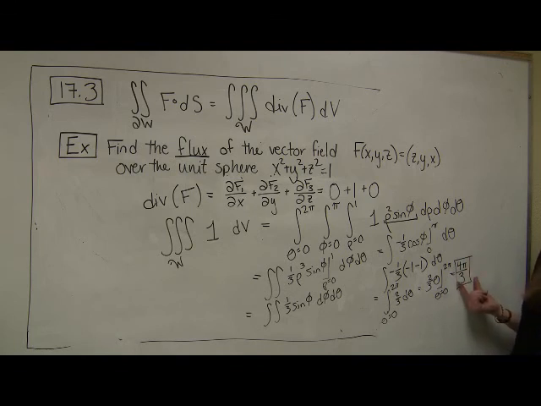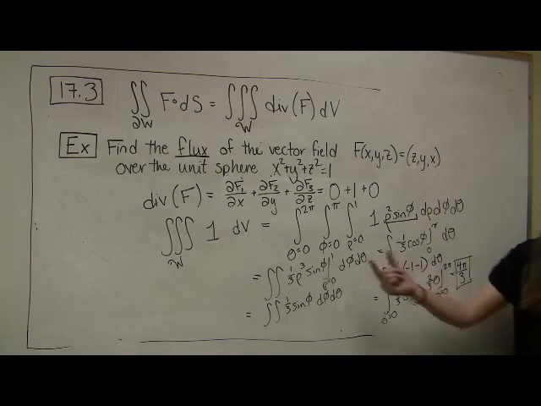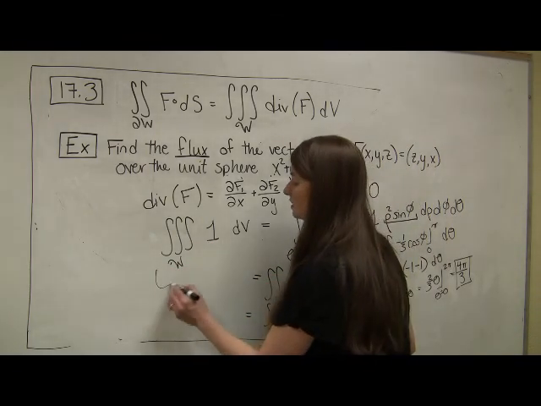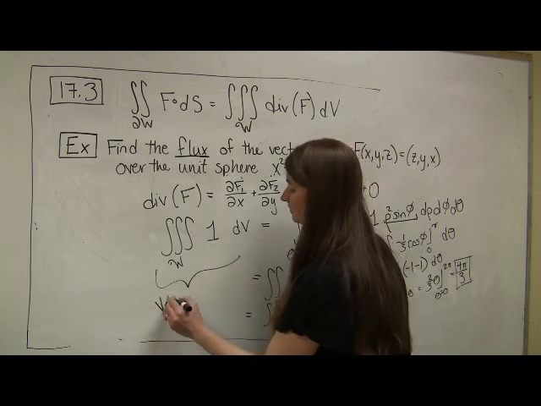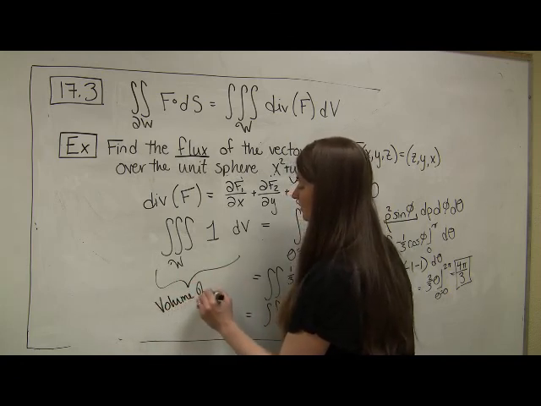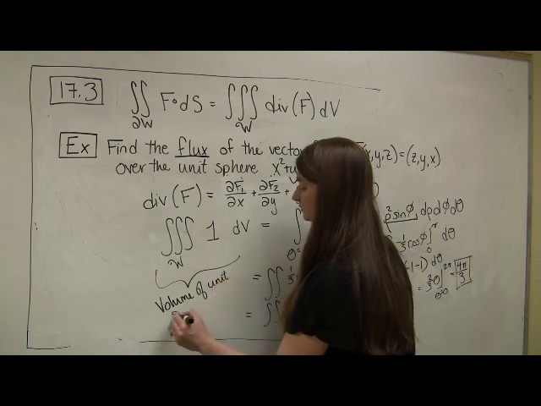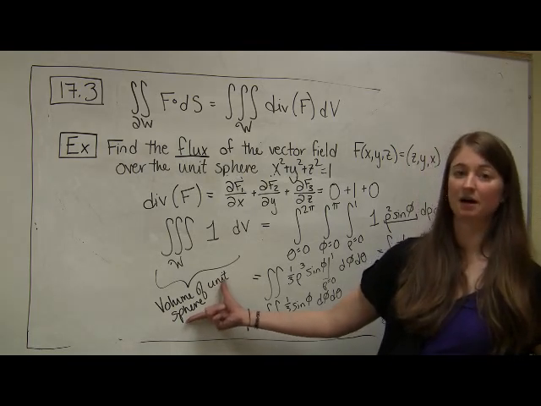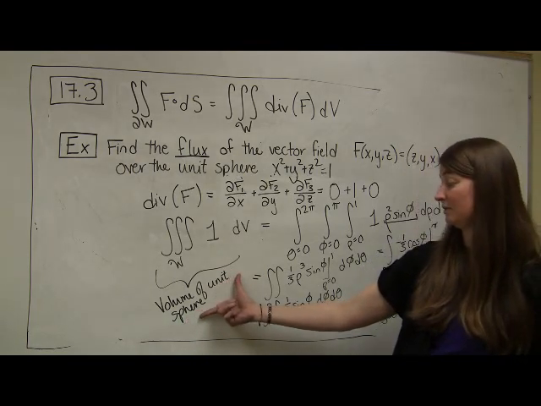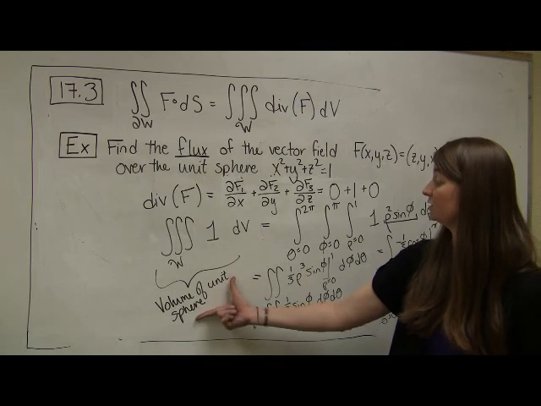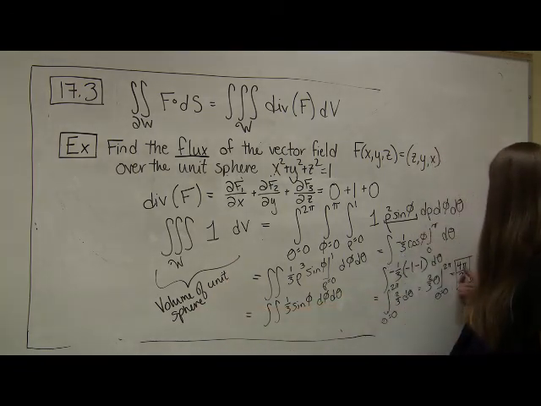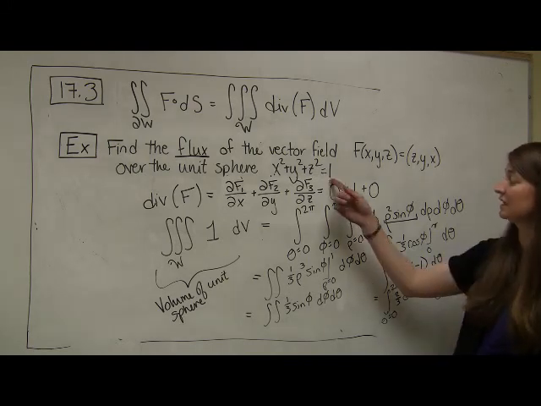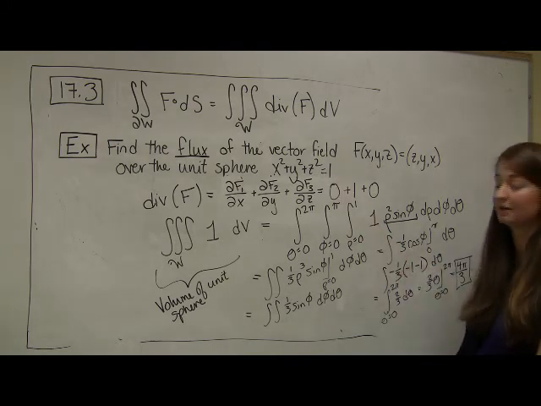Let's look back and see if this makes sense. In this case, it does make sense. Notice that we're taking the triple integral over a value of 1. This really is just computing the volume of the unit sphere, which, if we remember our middle school geometry, and we may or may not, the volume of the unit sphere is 4/3 pi r cubed. And our r in this case is 1, so r cubed is just 1.